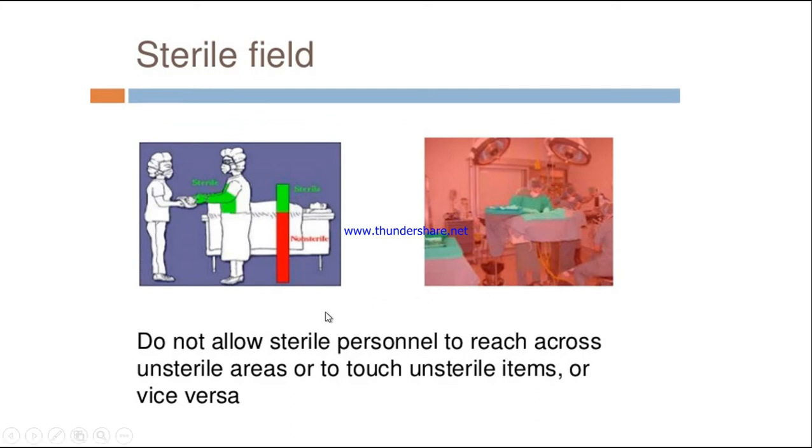So do not allow any sterile personnel to reach across the unsterile areas or to touch unsterile items or vice versa. Once you are sterile, you can see here the green color is the sterile. The front portion, your hands, the front part of your body, and the upper part of your body, they are all sterile. So you should not allow anything to touch that sterile area, or you should not touch anything which is unsterile. Any items which are unsterile, you should not touch.